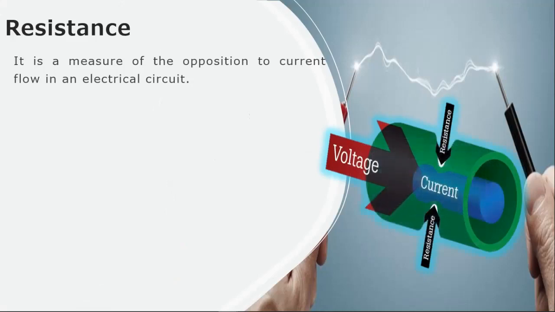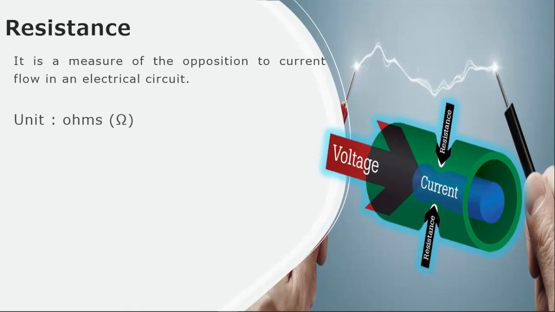A resistance is a measure of the opposition to current flow in an electrical circuit. Looking into this diagram, the voltage or the EMF is the one that will push the current to flow on a certain material, or in this case, the electrical wire. And then the current will be the one flowing on this circuit. Now the resistance is the one that will oppose or hinder the free flowing of the electric current on a certain material. The unit of resistance is ohms.